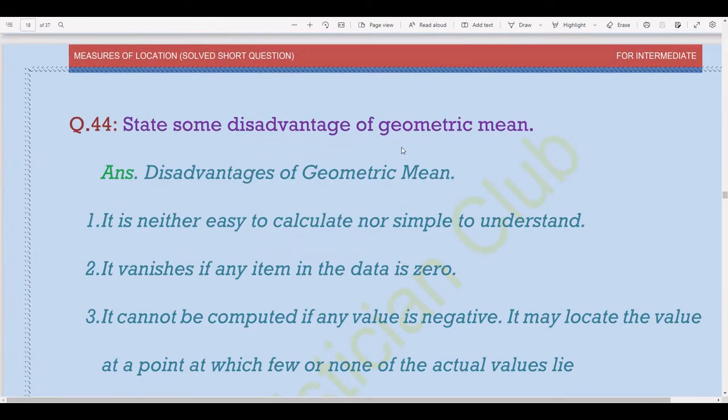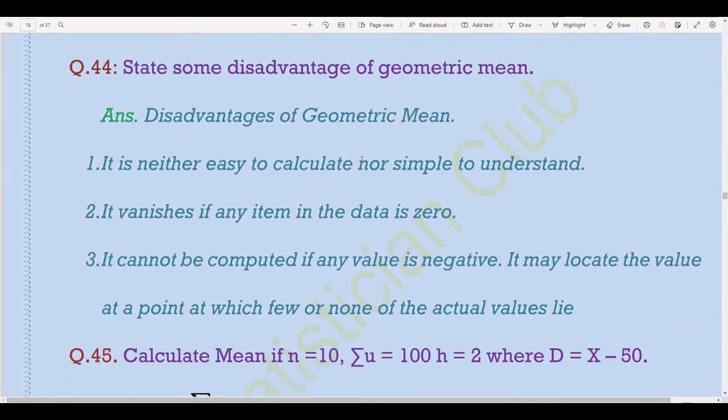State disadvantages of geometric mean, or demerits. We can also say disadvantages as demerits. Number 1, it is neither easy to calculate nor simple to understand. Number 2, it vanishes if any observation is 0, because by definition geometric mean is the nth root of the product of the observations. When you multiply your data set and one observation is 0, what is the answer? 0. When your answer is 0, everything vanishes and you cannot find geometric mean. So when 0 appears, you cannot find geometric mean.